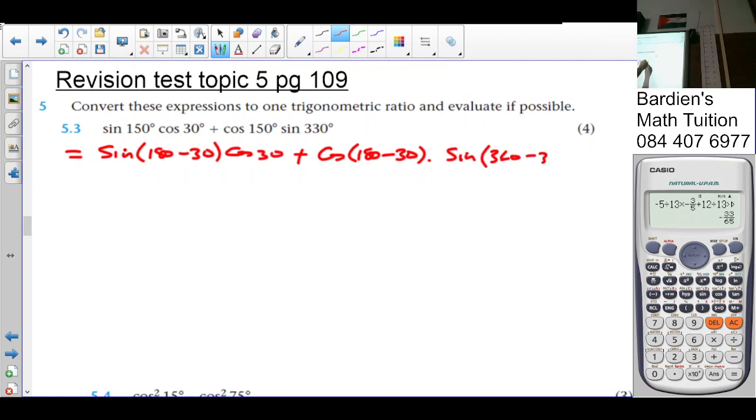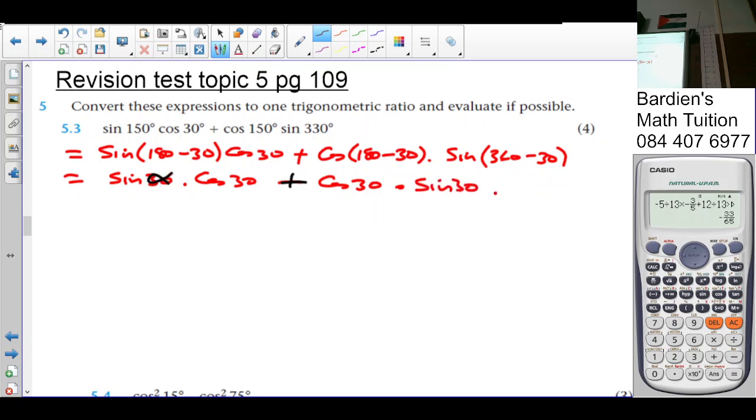360 minus 30. That is now equal to, in the second quadrant, sine is positive: sine 30 cos 30 plus, in the second quadrant, cos is negative. It's going to change this positive to a negative. So it's negative cos 30 times, now 360 minus, that's again in the fourth quadrant. Is sine positive or negative? Negative. But you're going to change that again to a positive sine 30.